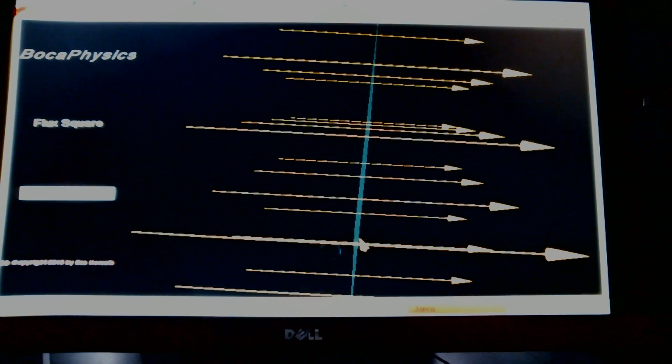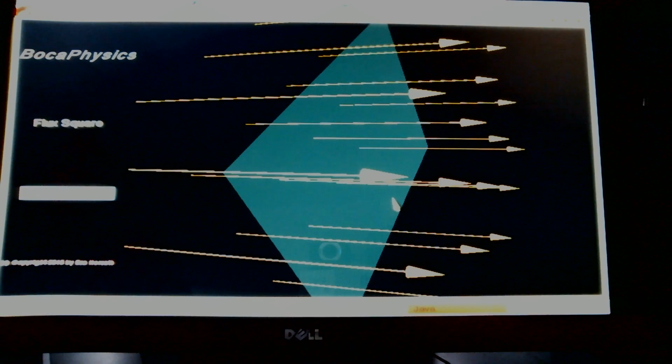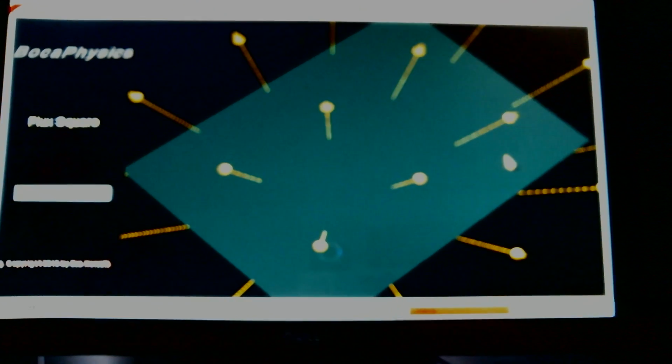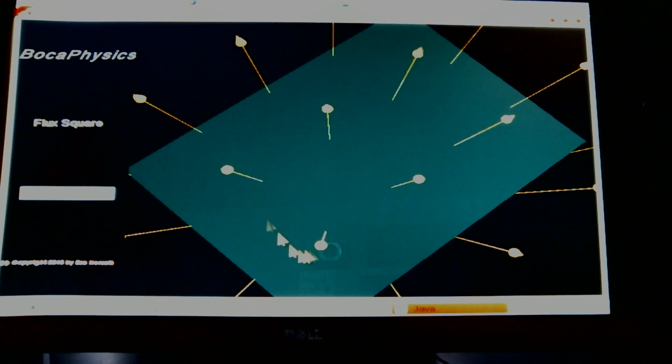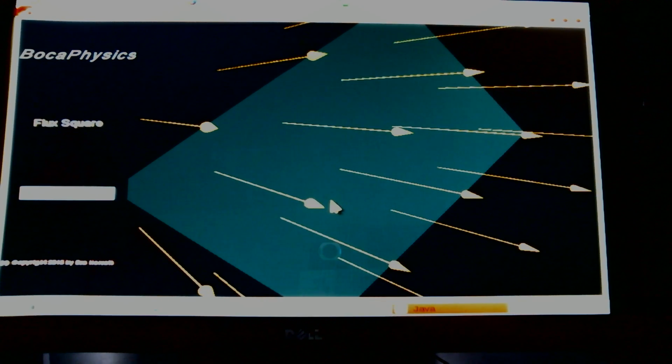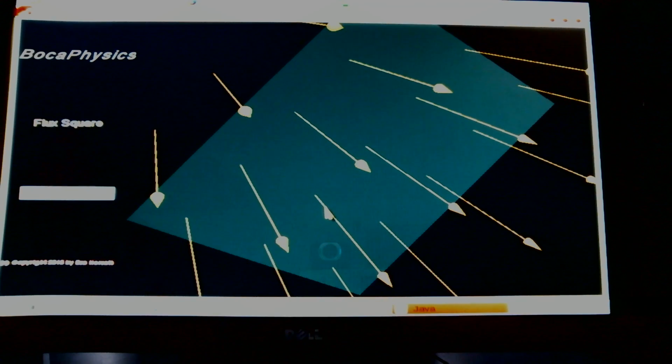Notice that the electric field is perpendicular to the square through which the flux is being calculated, and only the electric field lines that pass through the square contribute to the flux. Since the electric field is perpendicular and uniform, the flux is simply E times A, where A is the area of the square.